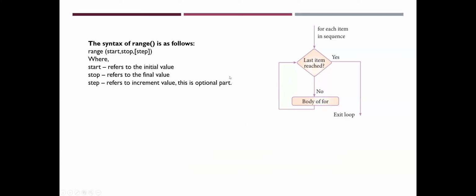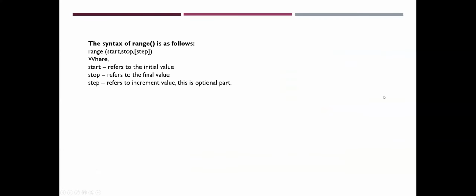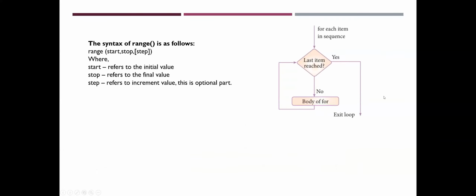In the for loop, the syntax is for counter variable in sequence. In the sequence we use the range function in Python. This range function is where we give a condition. In a while loop we give a Boolean condition. Now we know the limit, how many times it should go. So in those cases we use the range function with the for loop.